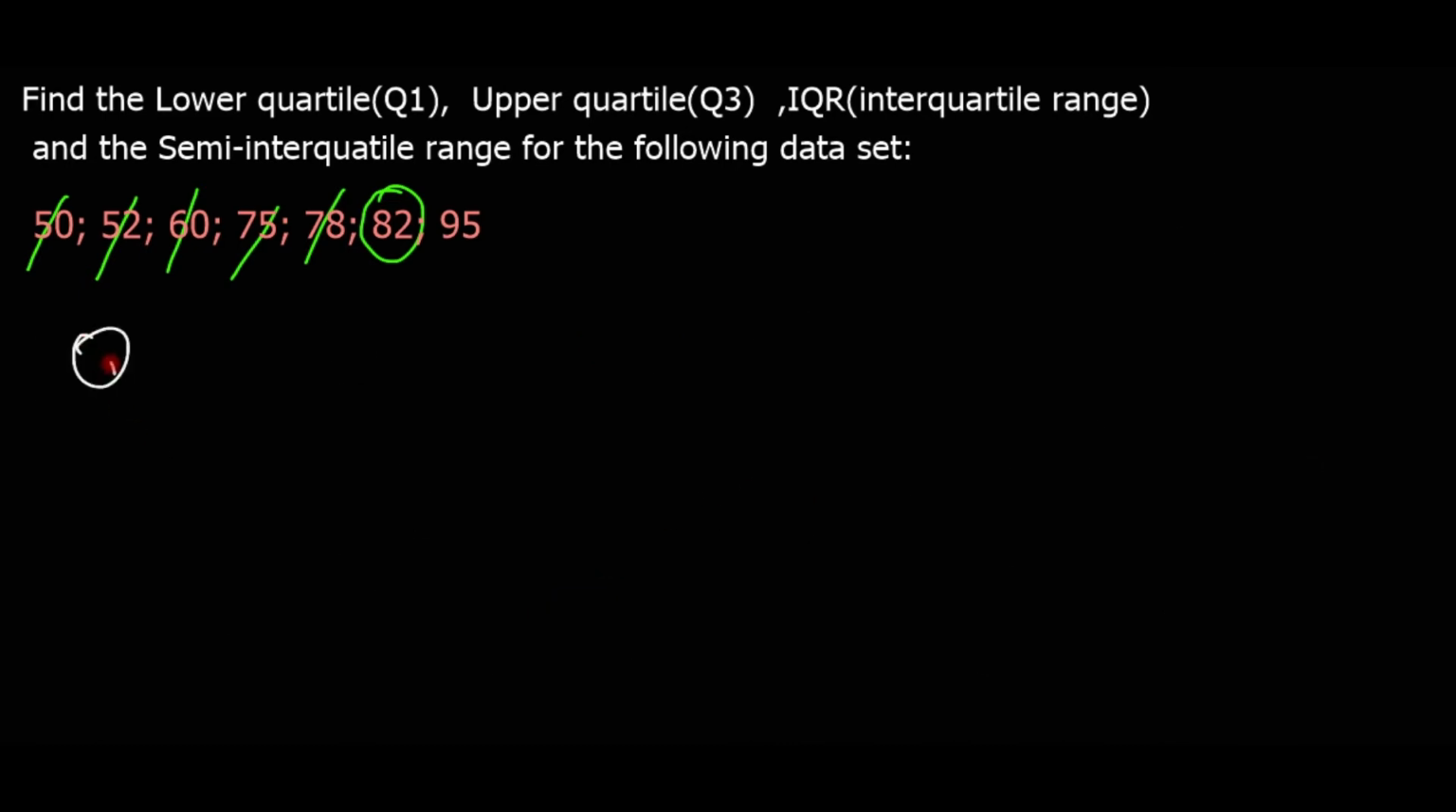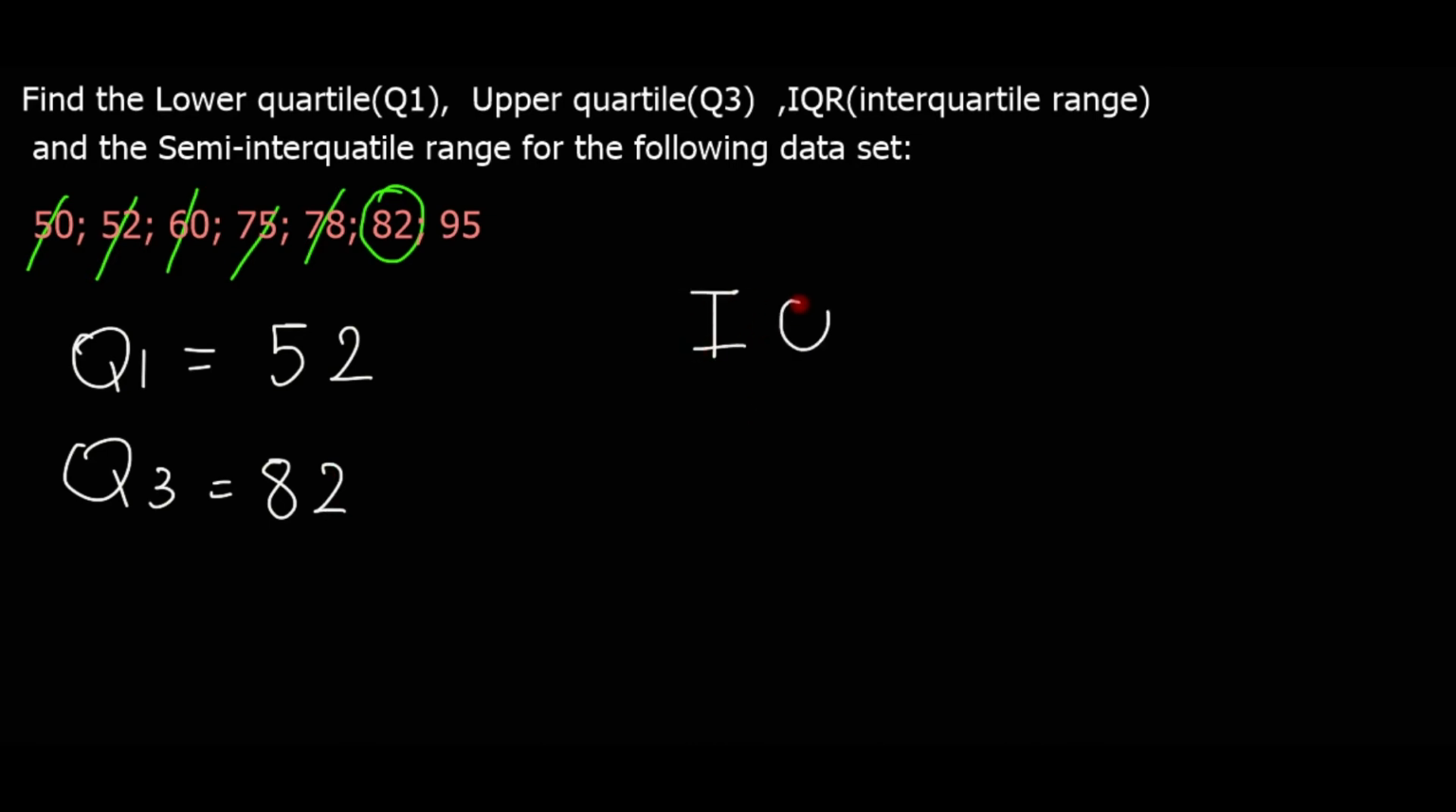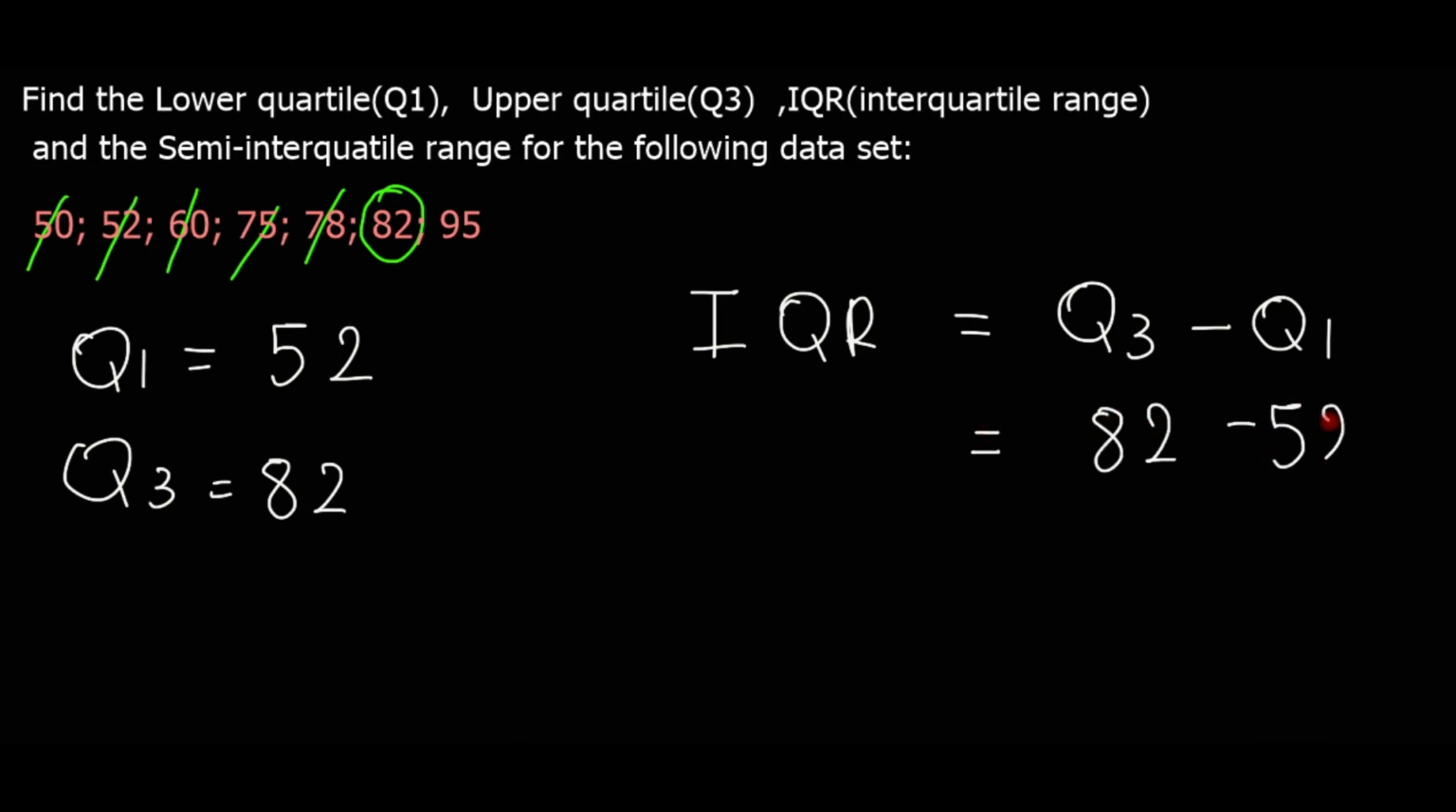Remember gore Q1 re kry-ile gore ke 52, and then Q3 re kry-ile gore ke 82. Then let's find interquartile range. Interquartile range le kana le Q3 minus Q1, and then which is 82 minus 52, and then 82 minus 52 get 30. So this is our interquartile range.